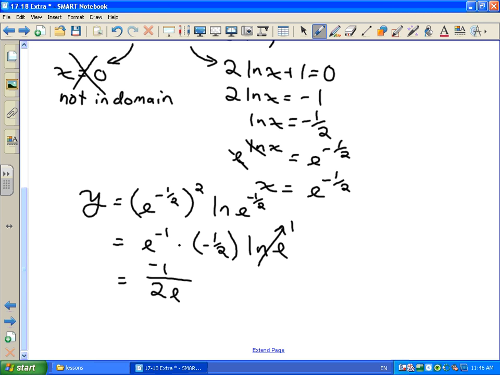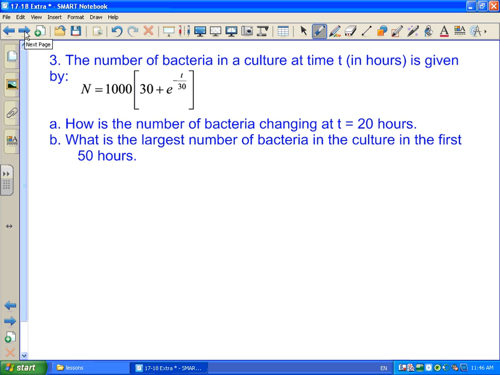All right, last question. The number of bacteria in a culture at time t is given by this function here. How is the number of bacteria changing at t equals 20 hours? And part B, what's the largest number of bacteria in the culture in the first 50 hours? So for part A, if we're interested in how the number is changing, what do we want to find about this function? Yeah, the slope of the tangent, or we want to find the derivative.